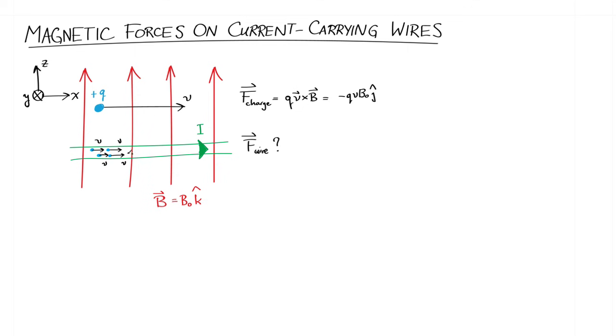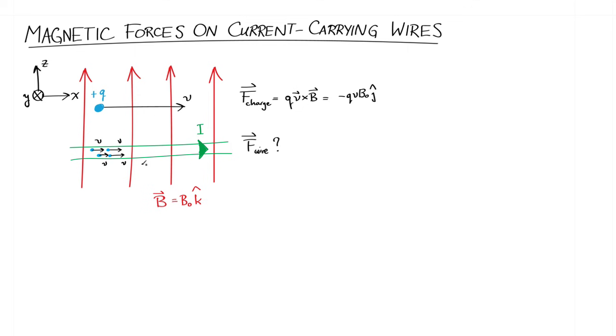Basically, if we look inside this wire, we see lots of little charges moving with some velocity v inside. So we would expect then, because the wire is made up of moving charges, that there likewise should be some force on this wire. Okay, so how do we calculate the force on this wire? This will be the more common situation that will occur in reality when we actually deal with magnetic fields acting on objects. Usually it is on current carrying wires.